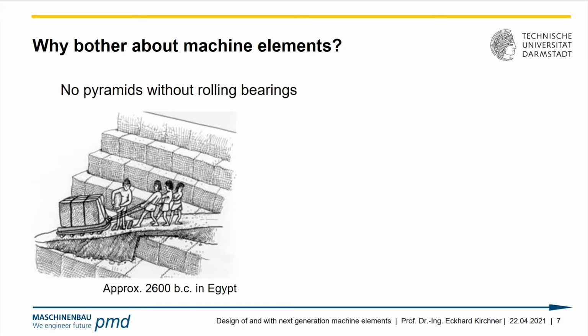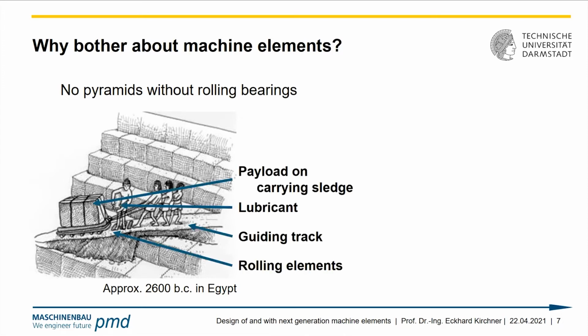First, looking into the history, no pyramids without rolling bearings. If you look at that picture, you will see that there's a payload on a carrying sledge. We have a lubricant here, we have a guiding track, and we have rolling elements to move the stone blocks on that slope in order to build the pyramid.